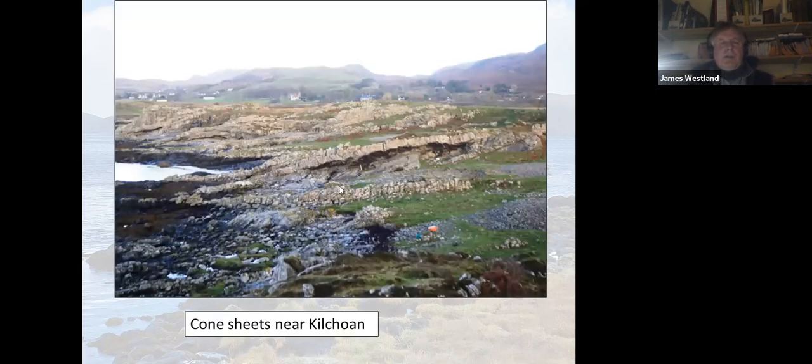This is what cone sheets look like. Now, this is my own picture. These flat things that you see, they look a bit like sills. These are cone sheets, and that's at Kilchoan. Now, the great thing about the cone sheets at Kilchoan is they're really, really easy to see. You just step off the ferry from Mull, and they're right beside the road. They're extremely easy to find. And the geopark has some nice signage, beautifully done interpretive panels explaining these things.